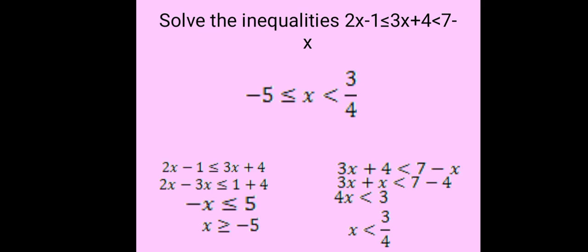Solve the inequalities. We need to solve the lower part independently and the second part independently. So you can see, after solving the first part independently, x is greater than or equal to negative 5. And the other part, we find that x is less than 3/4. Now you can see I've written that x is greater or equal to negative 5 and x is less than 3/4.